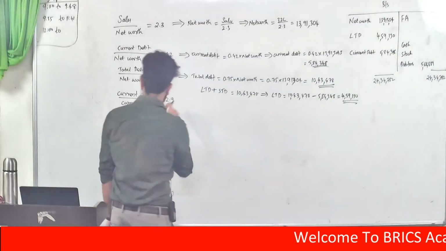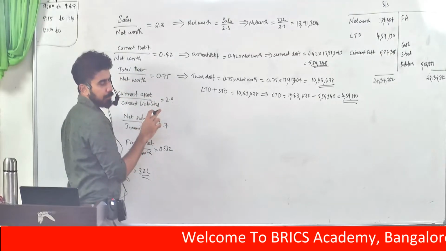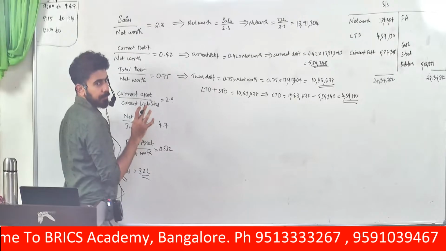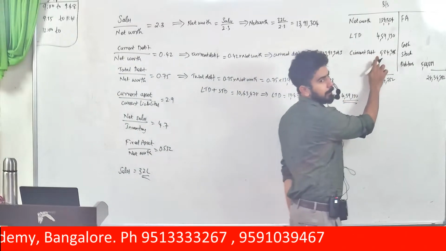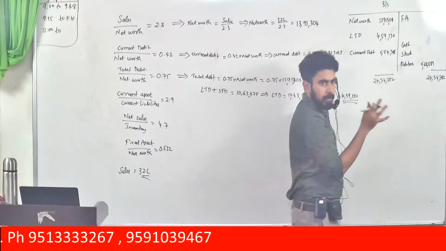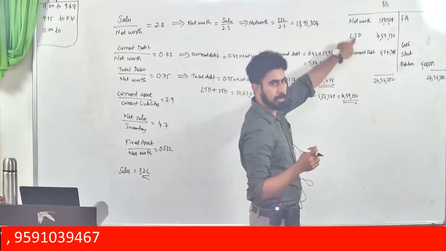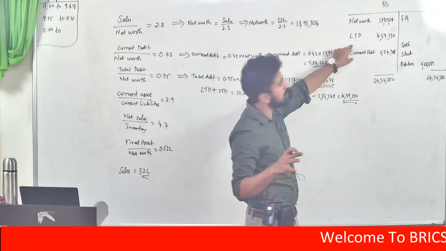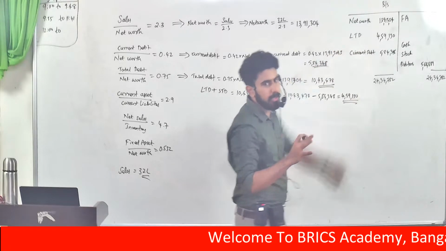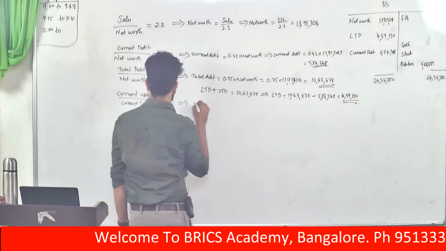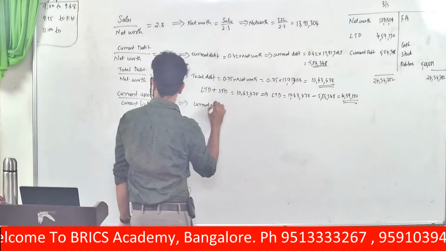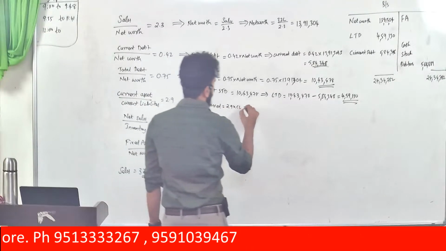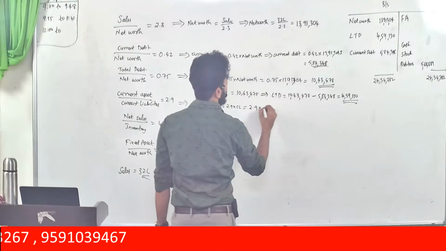Now let's come here. Current assets divided by current liability is equal to 2.9. Do we know what is current liability? Guys, there is only one item in current liability. Because this is not part of current liability. This is part of current liability. So only this is available. So from here, guys, current assets is equal to 2.9 into current liability.